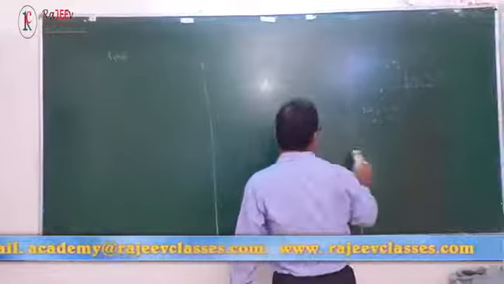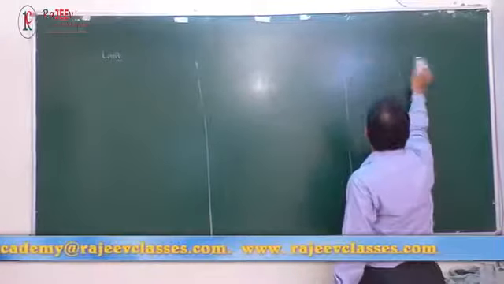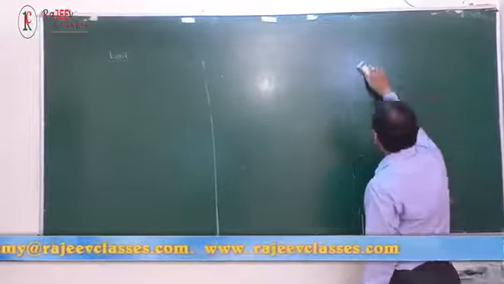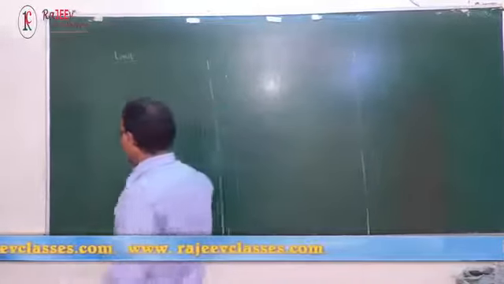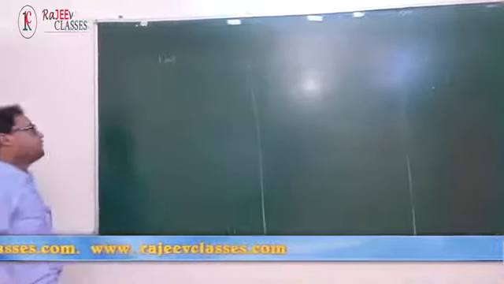There are three cases that arise. Number one, in the neighborhood the function will not be defined. Number two, the function will show erratic nature. Number three, left and right hand limits both exist but they are not finite.